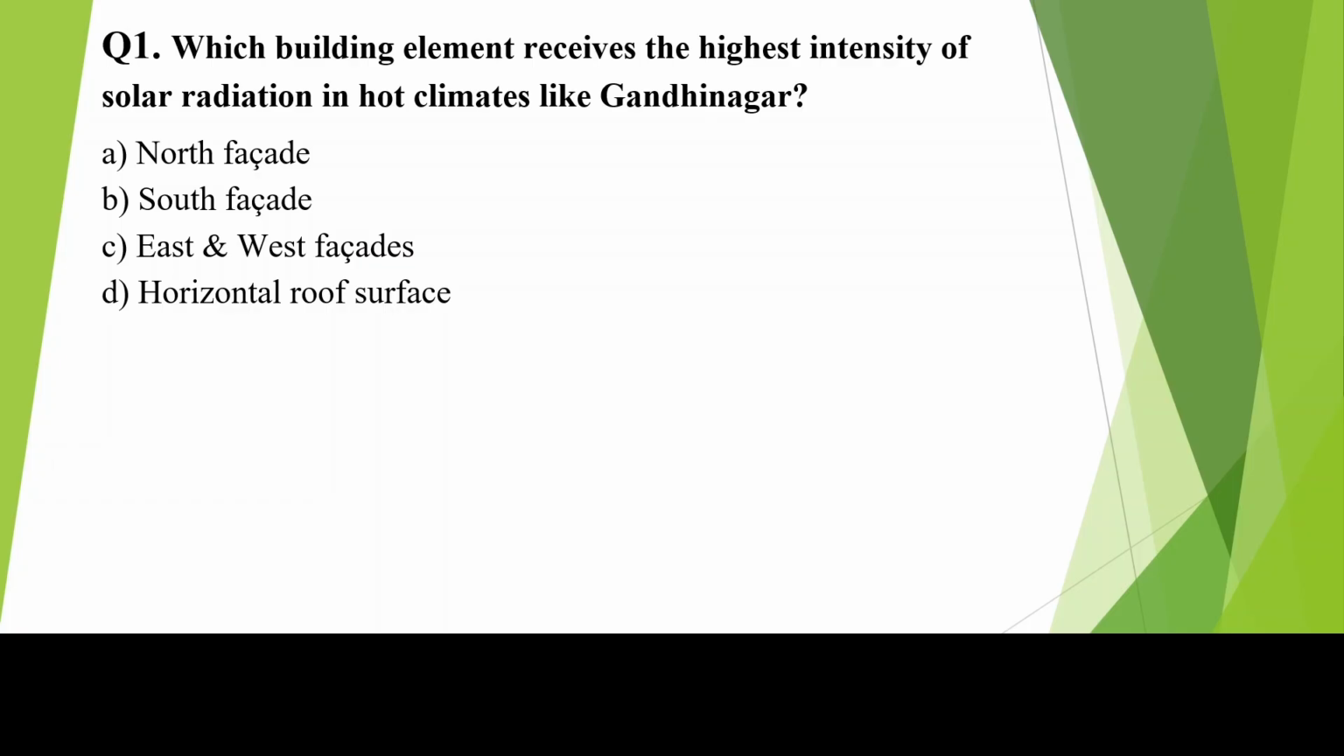Horizontal roofs are generally the surfaces that get the highest intensity of solar radiation in hot climate conditions like Gandhinagar. The horizontal roof is directly exposed to the sun throughout the day, and receives the maximum radiation. The roof must be protected using shading or cool roof techniques, which were also discussed, in order to reduce the solar radiation inside the room. So whoever has marked option D is correct. With this, let's move to the second question.